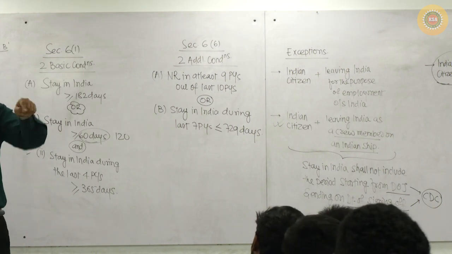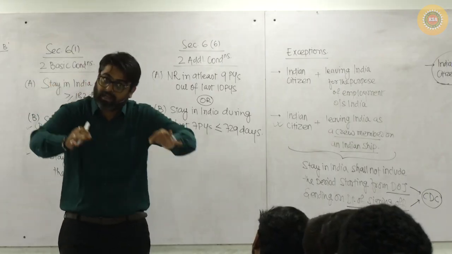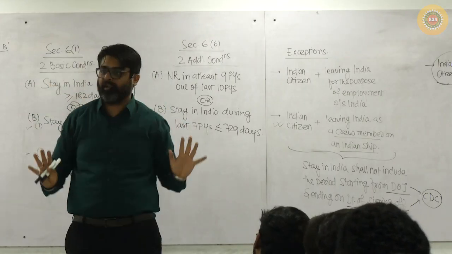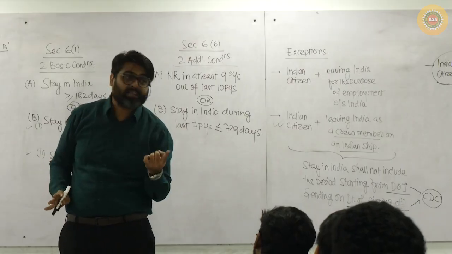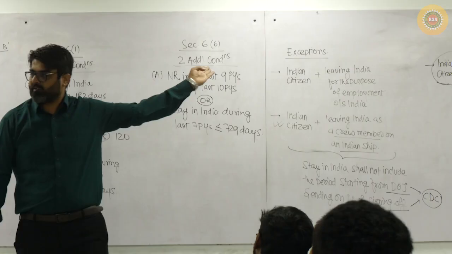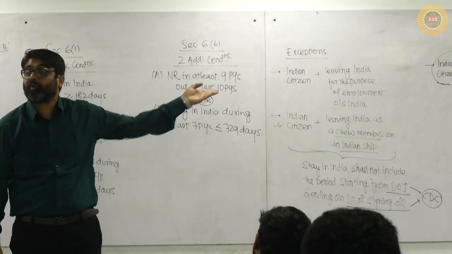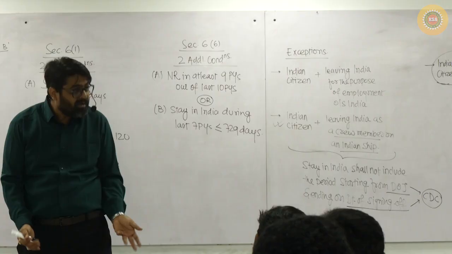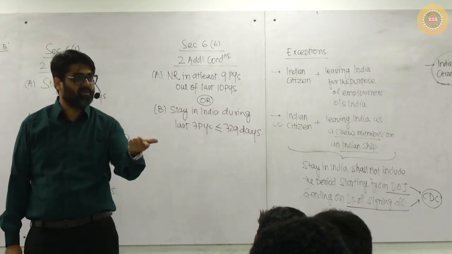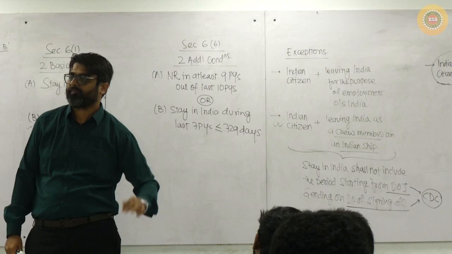So tell me, you should be a non-resident in all the 10 previous years. If not, then at least in 9 previous years out of the last 10 previous years, you should be a non-resident. If you satisfy this condition, start calling yourself RNOR. No need to check additional condition B also. First option only is given, you grab that chance and you became RNOR.